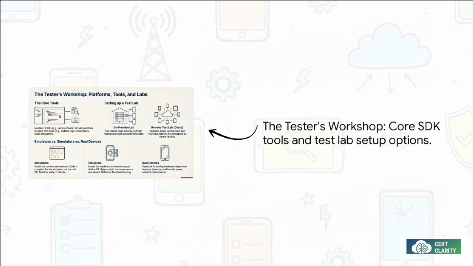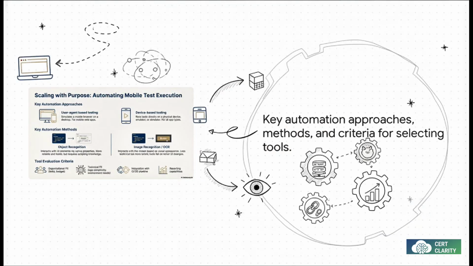Building on that, the syllabus guides you in setting up your actual test lab. You'll need to understand the trade-offs between an on-premise lab, which gives you high security, and a cloud-based remote lab, which gives you incredible scalability. You'll also get familiar with the core tools bundled in SDKs, like Android's ADB, which lets you access logs, take screenshots, and simulate events. Now, to execute your strategy at scale, automation is a must.